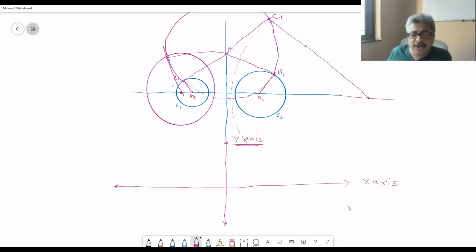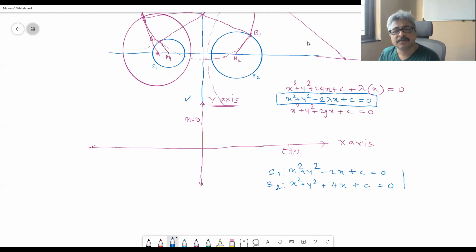So can you tell me how the equation of such a family of circles will be, whose radical axis is the y-axis and center is on the x-axis? Can you show me the equation of the family of circles whose center is on the x-axis and radical axis is the y-axis? How will it look?